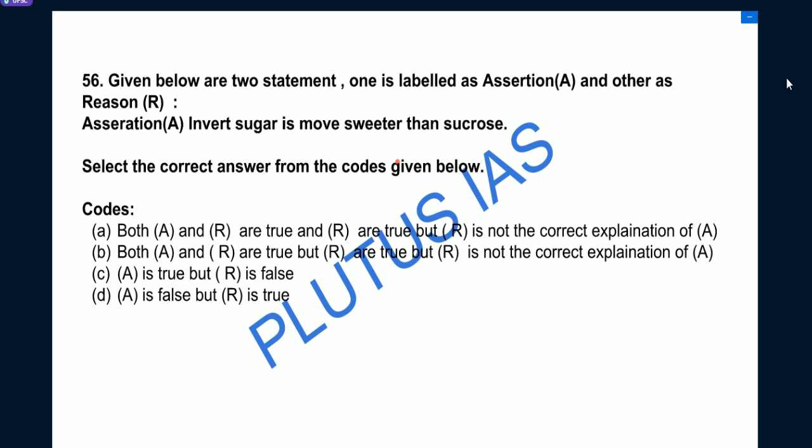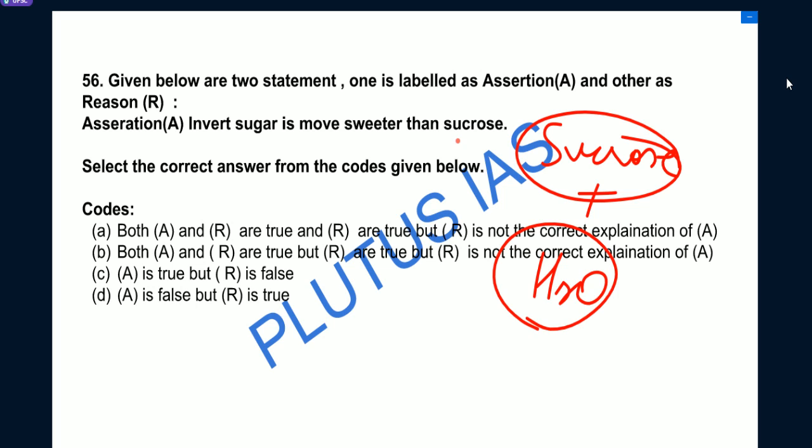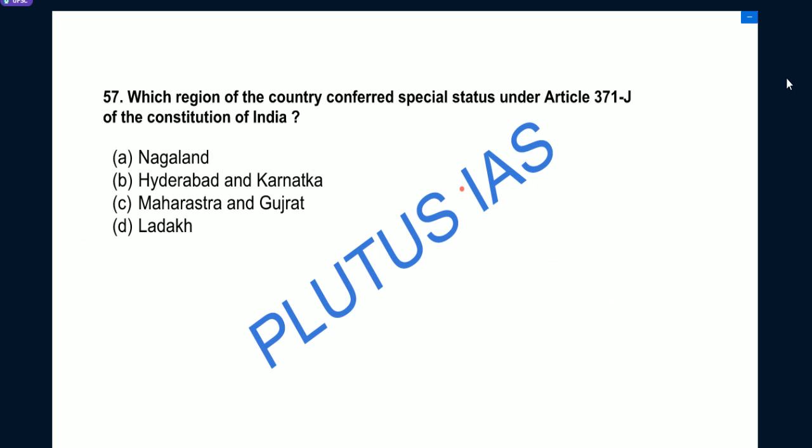Next question. Given below are two statements, one labeled as assertion and the other as reason. Assertion: invert sugar is sweeter than sucrose. The reason has not been typed, I'll just read it. The reason given is: invert sugar is obtained by the hydrolysis of sucrose. So first of all, what is invert sugar? Invert sugar is a mix of glucose and fructose. और ये मिलती कैसे? It is made by heating sucrose plus water. ठीक है? यानी हाइड्रोलिसिस हो जाता है सुक्रोज का. ठीक है? So that means both the statements are correct and R is the explanation of A.